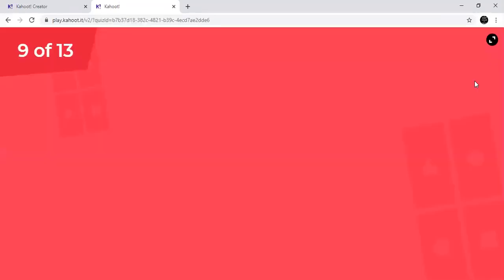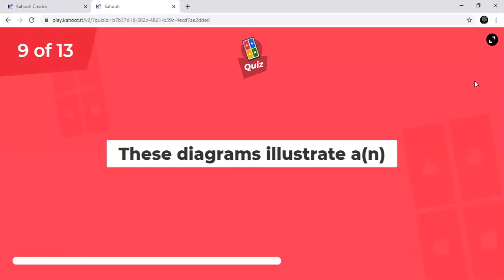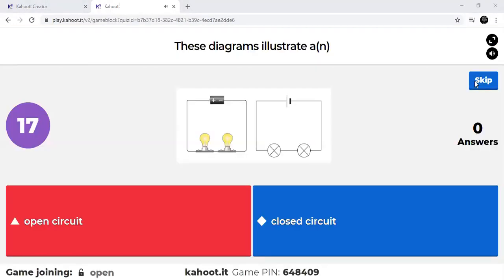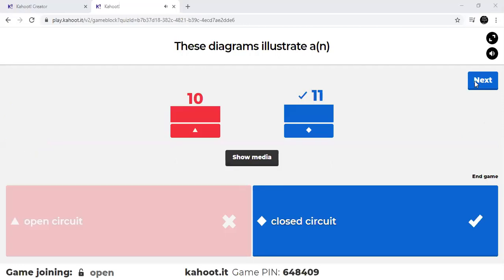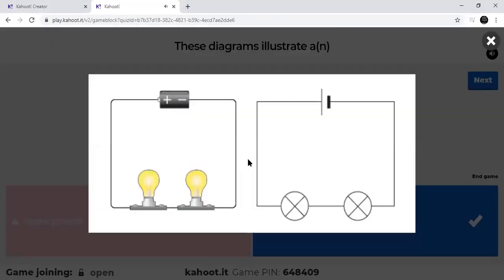Privileged. Okay, next question. These diagrams illustrate an open circuit or a closed circuit. Guys, answer. 4 seconds left. 3, 2, 1. Wow. Okay, let's show the media quickly.